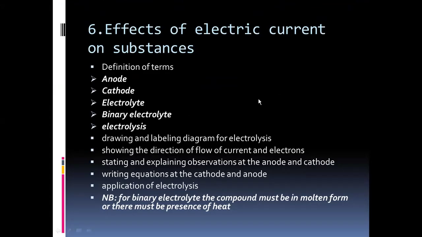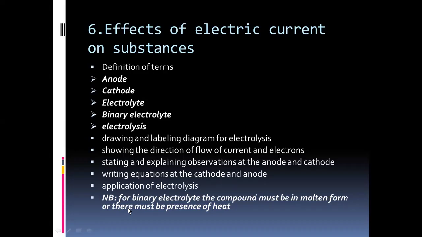The next one is effect of electric current on substances. Number one, there is definition of terms. That is the anode, the cathode, electrolytes, binary electrolytes, the process of electrolysis. Then you need to know how to draw and label the diagram for electrolysis. You show the direction of the flow of current and the flow of electrons. Then you need to know how to state the observations made, writing equations at the cathode and the equation at the anode, application of electrolysis.